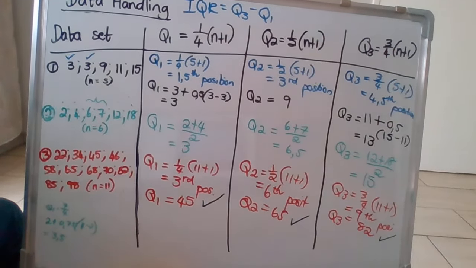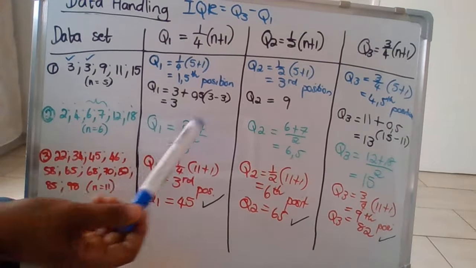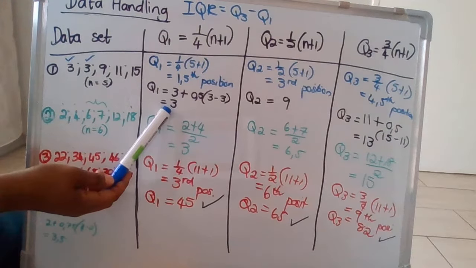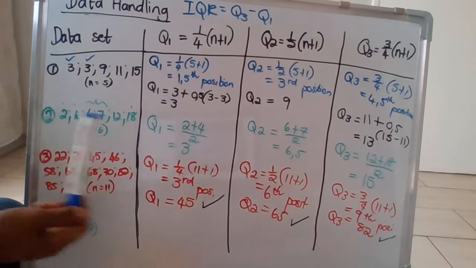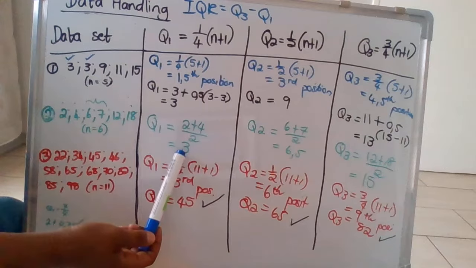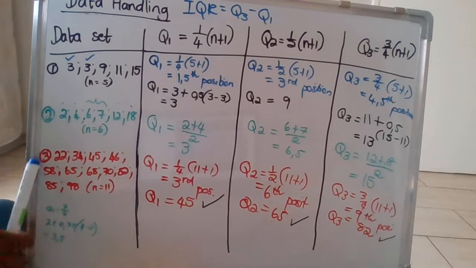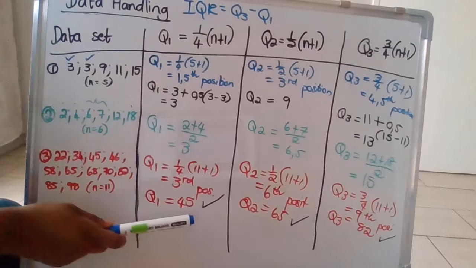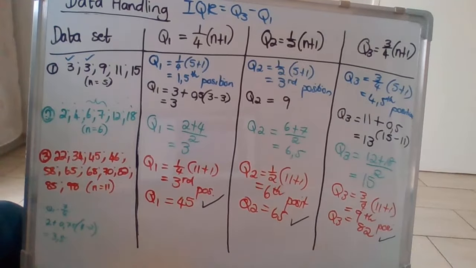Okay, so in example number 1, my interquartile range would be 13 minus 3, which is 10. Number 2, my interquartile range would be 15 minus 3, which is 12. And in example number 3, my interquartile range would be 82 minus 45, which is equal to 37.